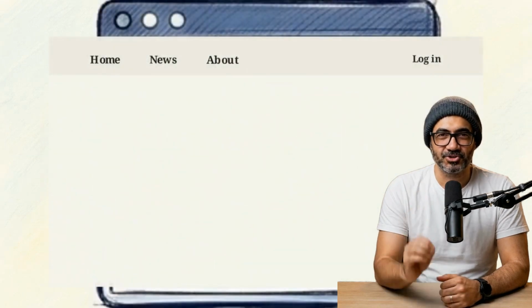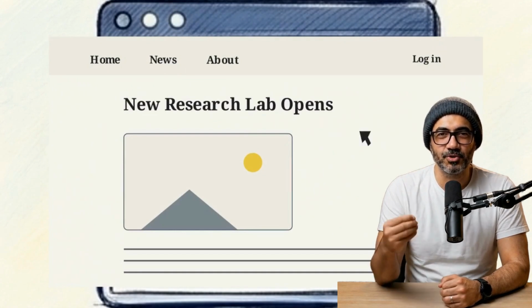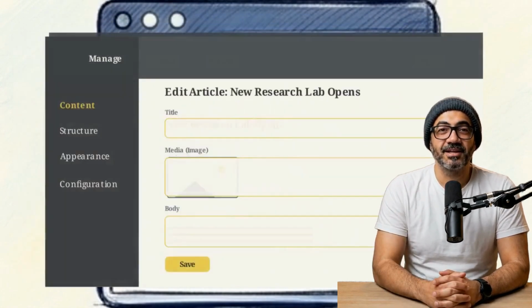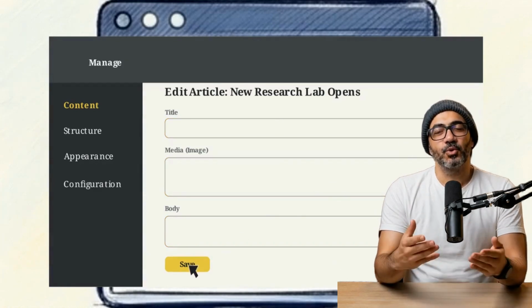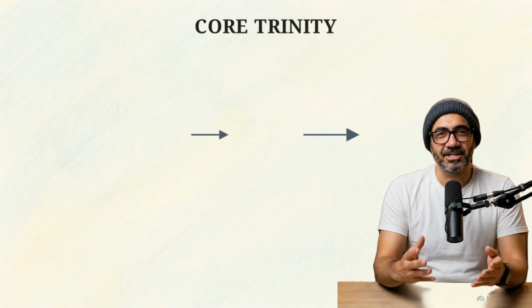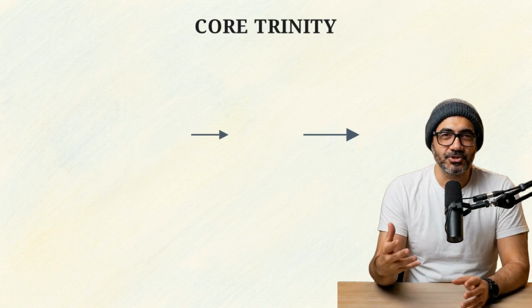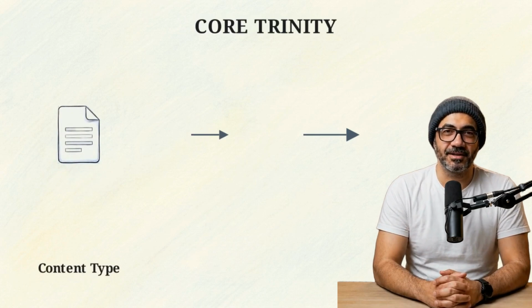To start your deconstruction, act like a regular visitor first. Click through the homepage, read a news article, and check the navigation. Once you see the output, you can log in and find the specific backend screens where that text and imagery are stored. This diagram shows the core Trinity of Drupal. A page is an assembly of 3 layers: structured data, a query to fetch that data, and a layout tool to place it on the screen.